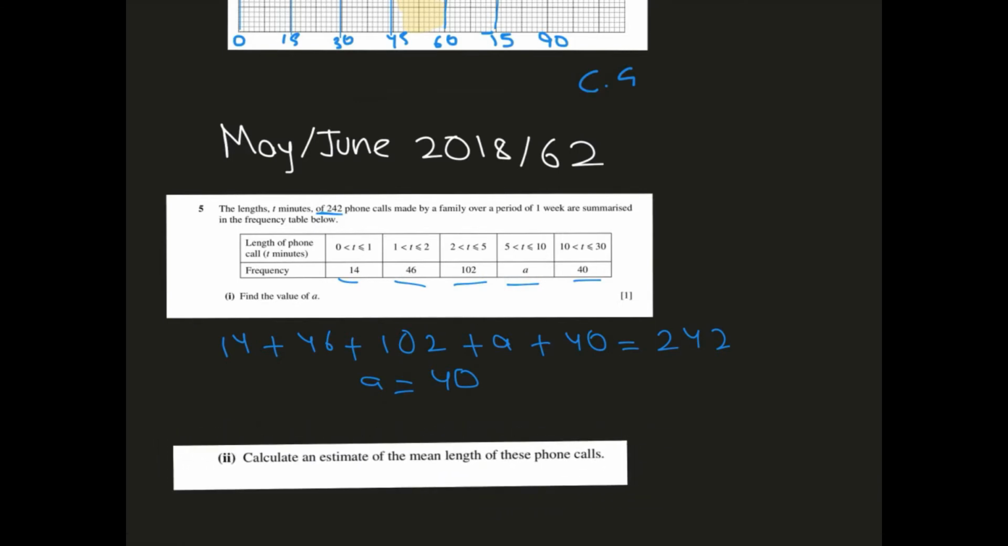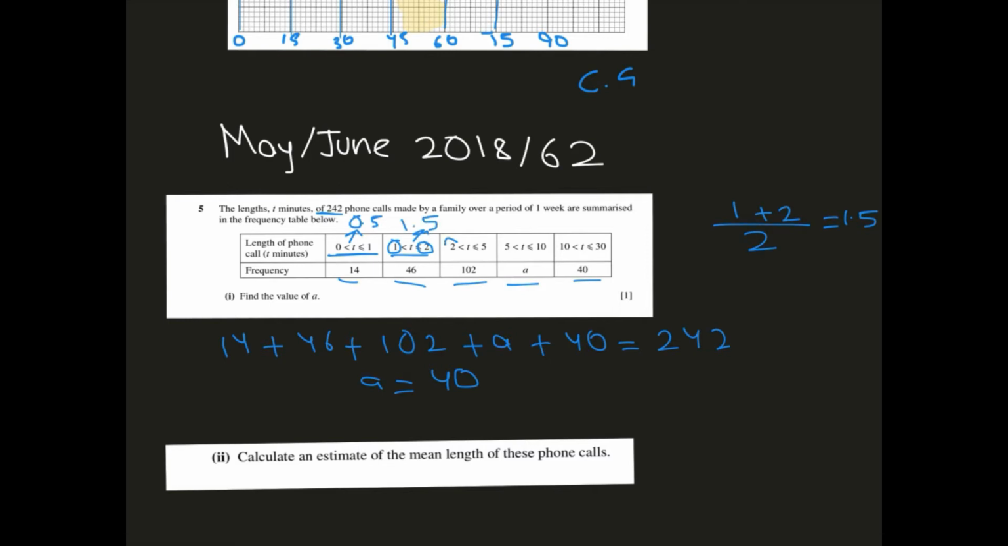So to calculate the mean, what we do is we find the midpoint of these lengths. So we will find the midpoint of 0 to 1. The midpoint of this will be 0.5, right? Then we'll find the midpoint of the next one. How will you find the midpoint? You add the upper class boundary to the lower class boundary and divide by 2. So 1 plus 2 is 3, 3 divided by 2 is 1.5. So the midpoint of this class group will be 1.5.